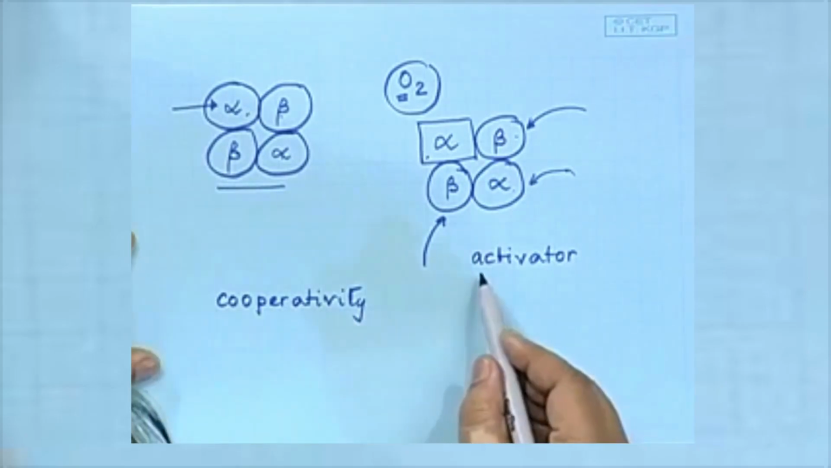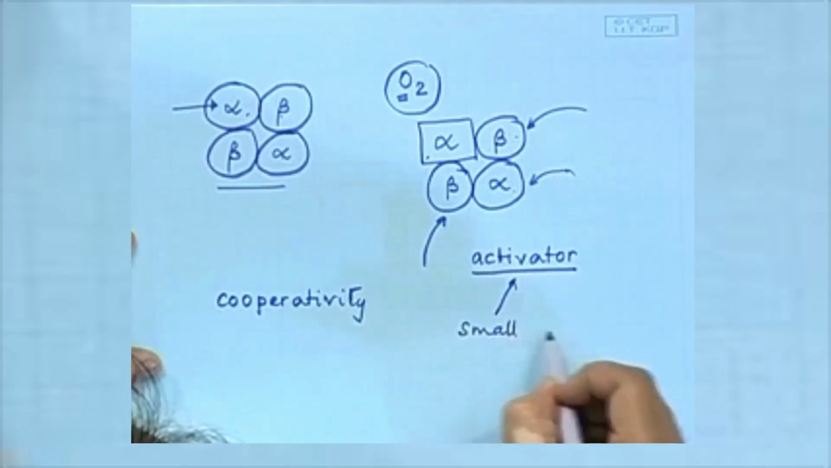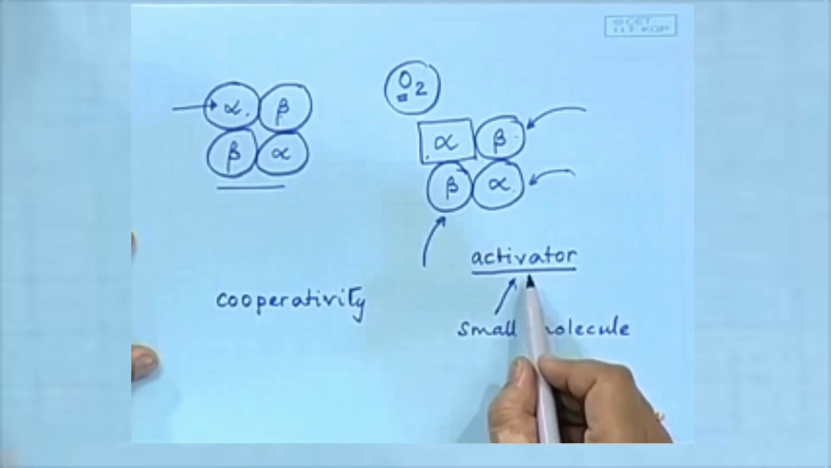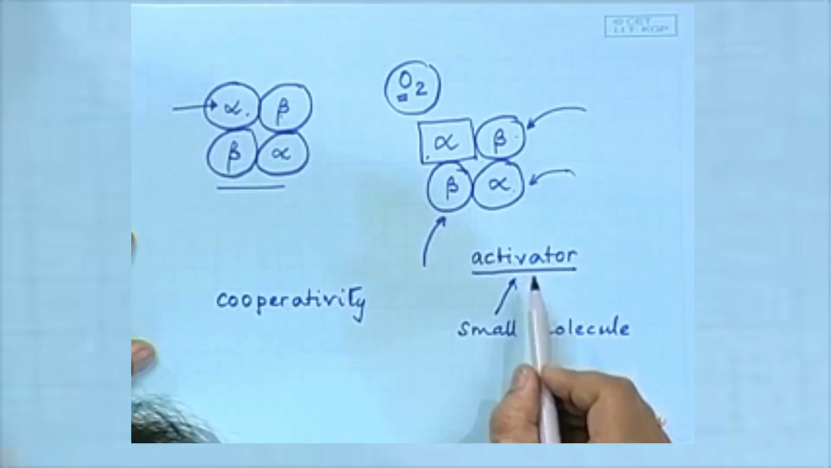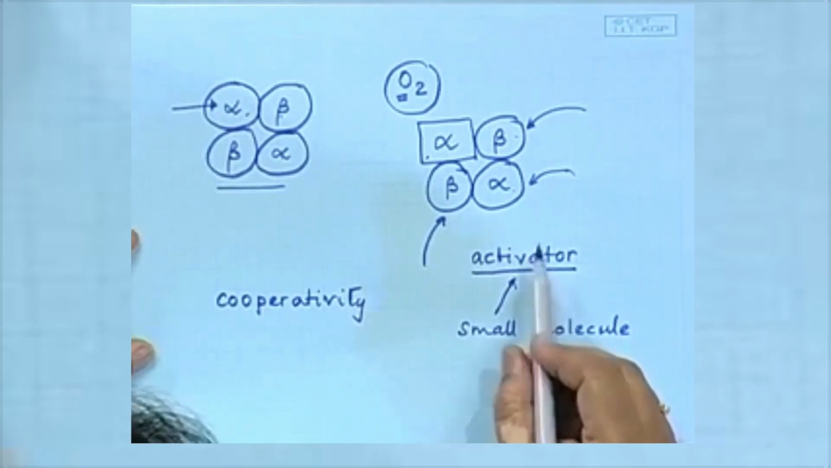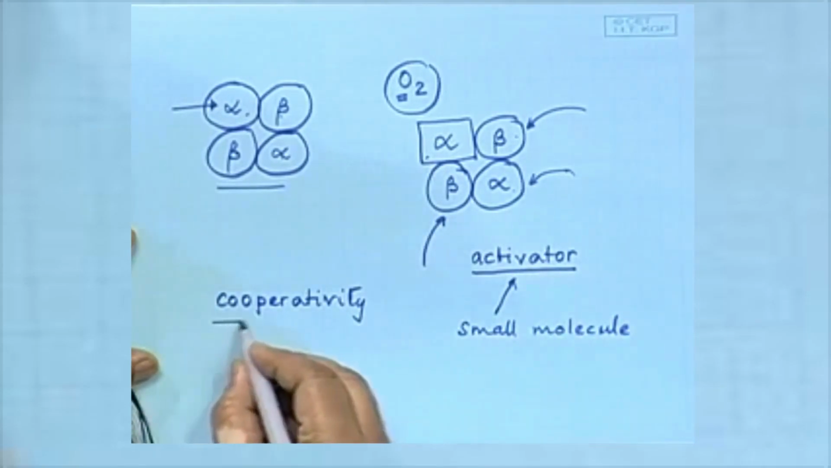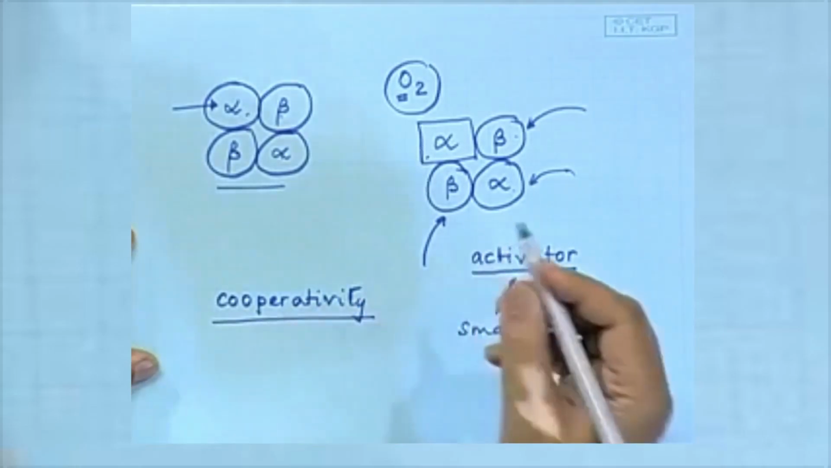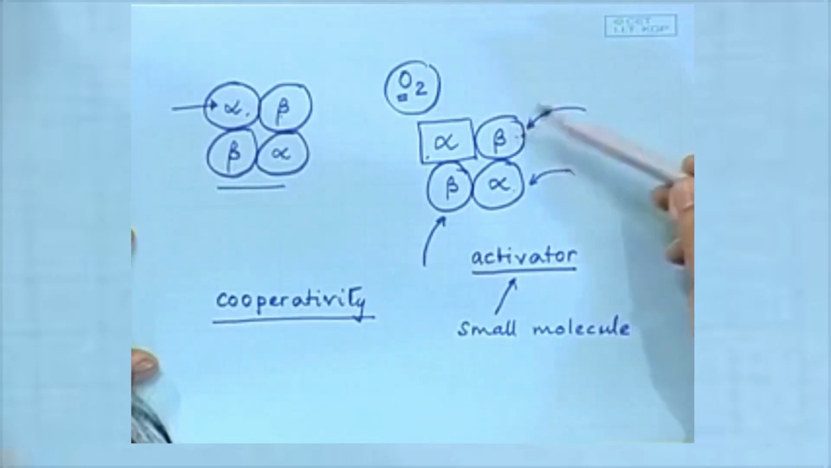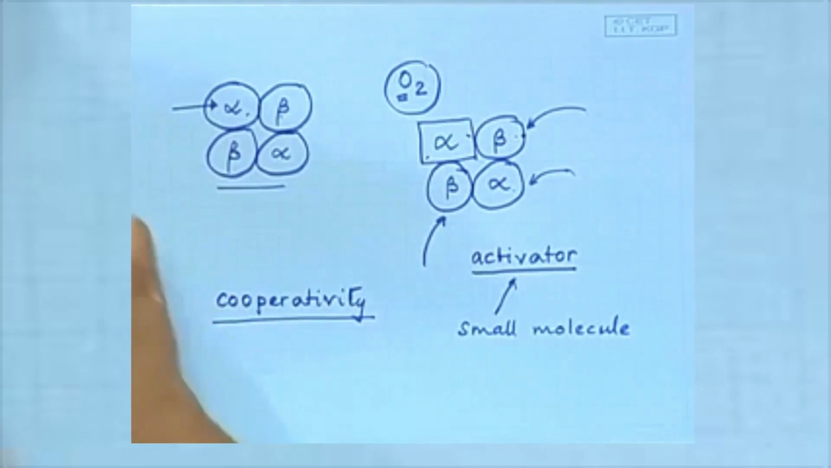Okay? So essentially what we call the small molecule here, what is the small molecule in this case? It is oxygen. The small molecule becomes our activator, right? Or it is an effector. We can also have an inhibitor in this case, for example, if carbon monoxide binds to hemoglobin. But what we mean by cooperativity is the facilitation of binding of the other ligand molecules that is assisted by the binding of the first one. Okay? So that is what is called cooperativity.